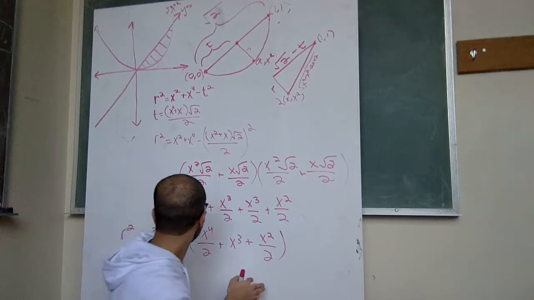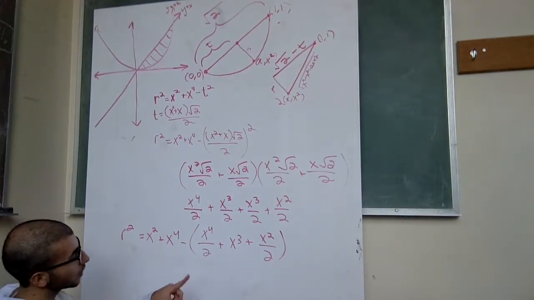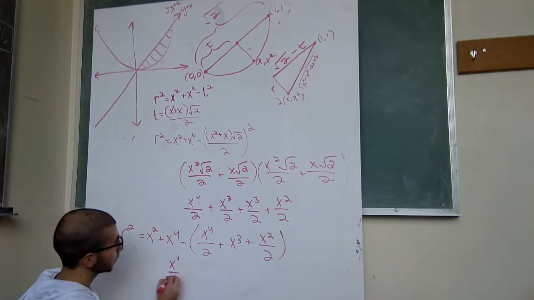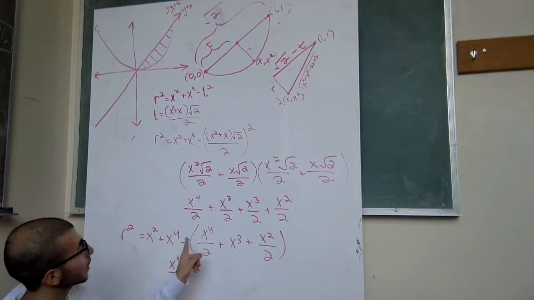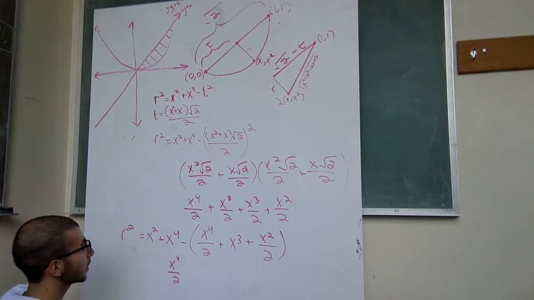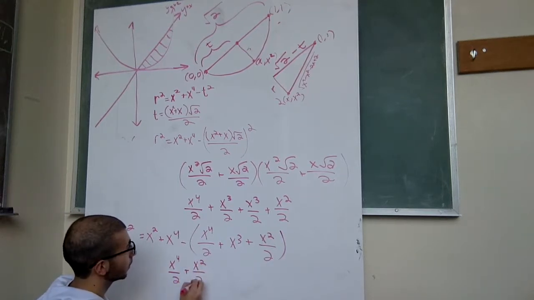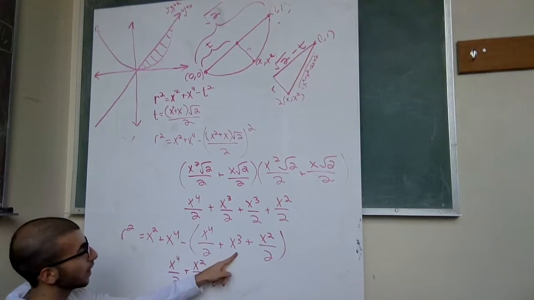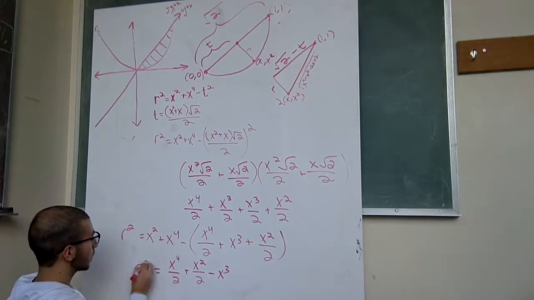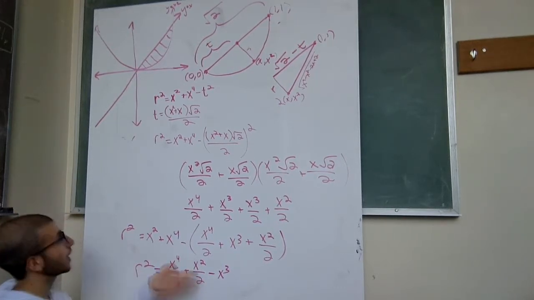So now if you distribute that negative, you're going to notice that you have a full x to the fourth and a half of it, so you're going to be left with a positive x to the fourth over 2. You have a negative x squared over 2 and a positive full x squared, so you're going to be left with a positive x squared over 2. And you have a negative x cubed. And that is going to equal r squared. So now you have a formula that relates r and x without the t.